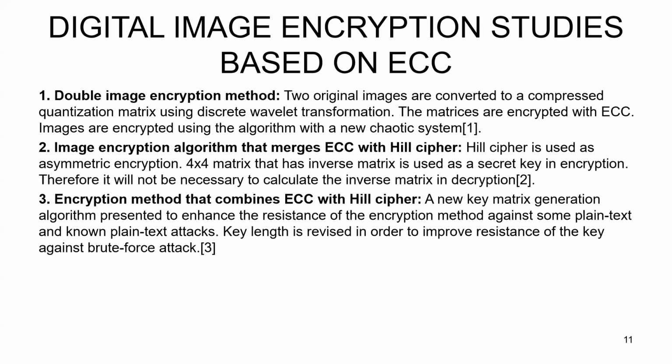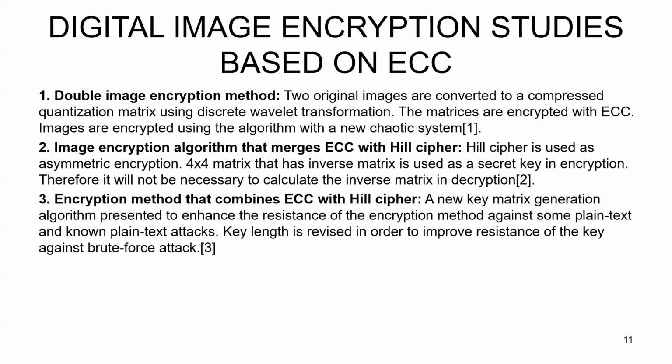Number two, image encryption algorithm that merges ECC with Hill cipher. Hill cipher is used as an asymmetric encryption. A 4x4 matrix that has an inverse matrix is used as a secret key for encryption. Therefore, it will not be necessary to calculate the inverse matrix in decryption.